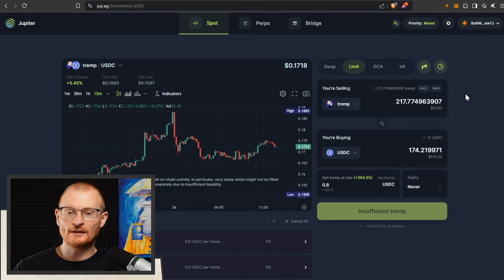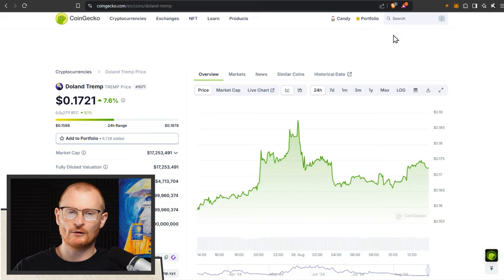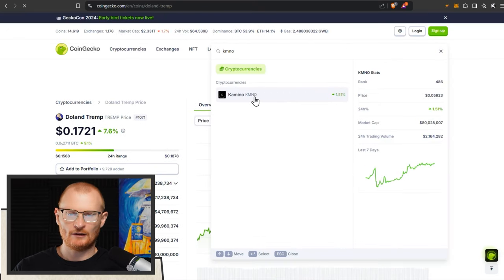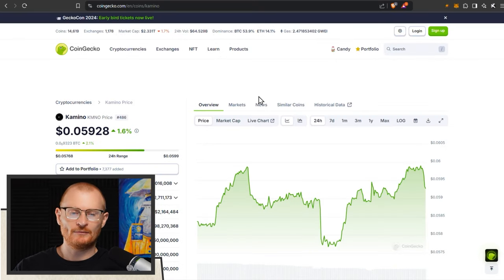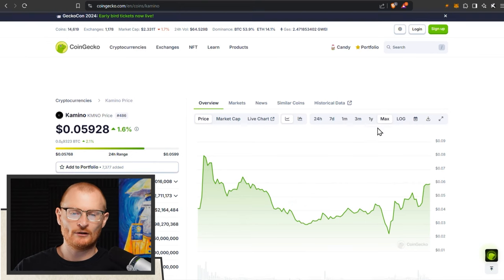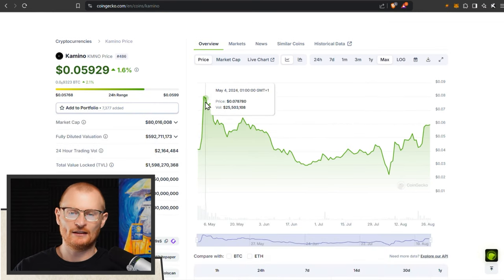And the thing that I think is going to go very, very well is Kamino. So if we go back to CoinGecko, let's have a look at the Kamino token. Here it is here. They're on their way to 10 billion TVL. And if we zoom out on max, the token hasn't done anything. It went up initially and it's come on down, but it's starting to kind of rise up. And I'm not looking at this from a technical analysis point of view. I'm looking at it as a fundamental analysis.